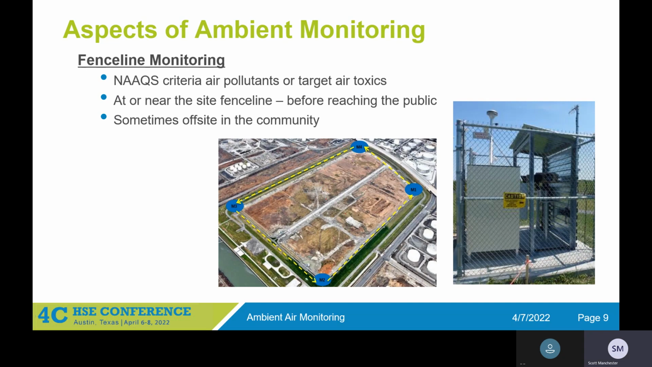As far as fence line monitoring goes, generally for all fence line monitoring, we're looking at the NAAQS criteria pollutants or targeted air toxics, depending on the program, at or near the site fence line. And the purpose of that is really to get it before it reaches out into the public. But that does mean that sometimes, on occasion, ambient monitoring is also done offsite in the community as well. And in the pictures here, if you take a look at those 4 dots, those are ambient air monitoring stations.